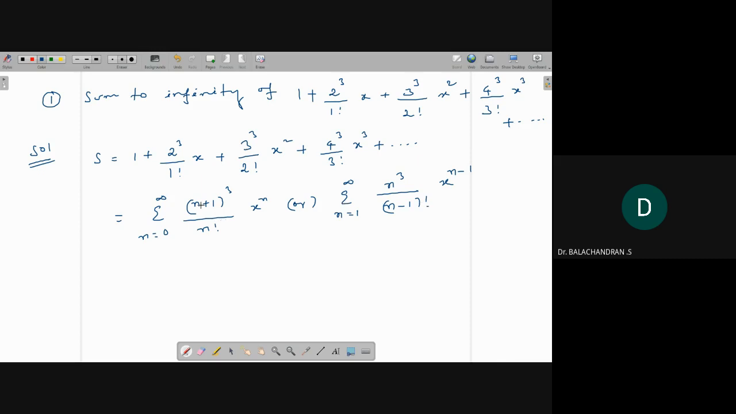So either you can take this one or you can take this one; both of them are correct. I will take the second one. Now what is the numerator here? N cube. So leave the x power n minus 1 term. In the last class, when the numerator was a quadratic, we wrote a plus b into denominator plus c into denominator minus 1. Similarly, the numerator here is cubic.